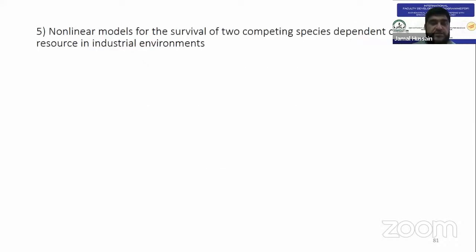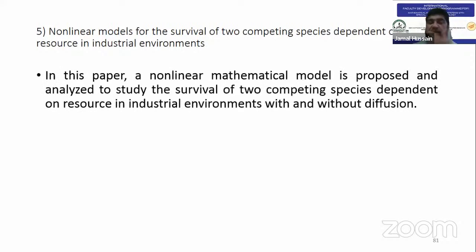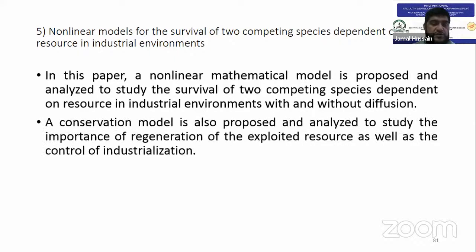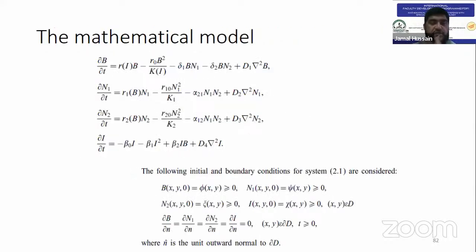Okay, so let us see the model. In this paper, a nonlinear mathematical model is proposed and analyzed to study the survival of two competing species dependent on resource in industrial environments with and without diffusion. A conservation model is also proposed and analyzed to study the importance of regeneration of the exploited resource as well as the control of industrialization.